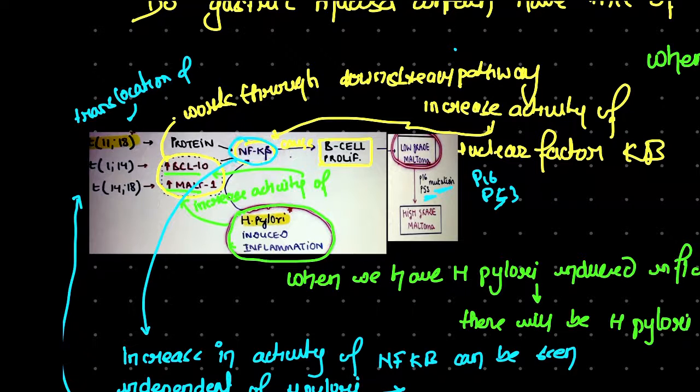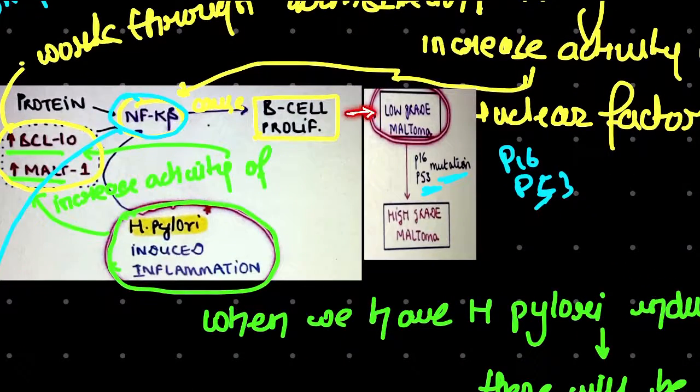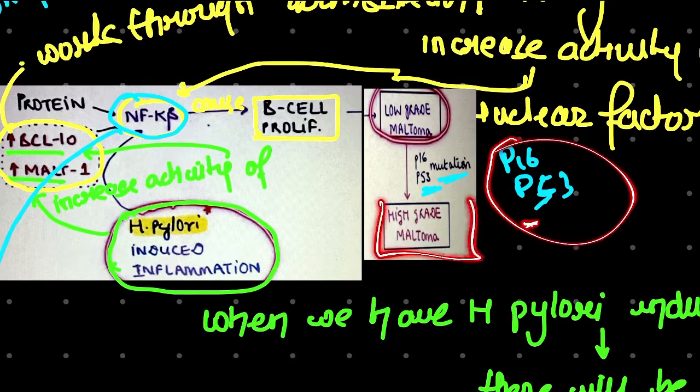Okay, now this nuclear factor kappa beta will cause proliferation of B cells, and this proliferation of B cells will result in low grade maltoma, and this low grade maltoma, on getting P16 and P53 mutation, will convert into high grade maltoma.